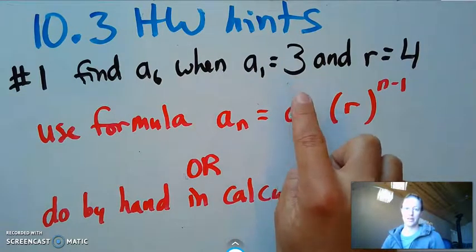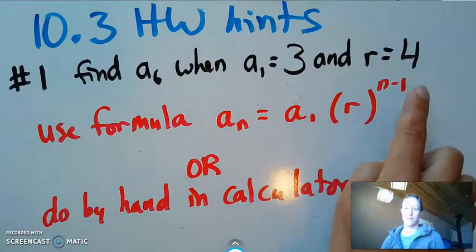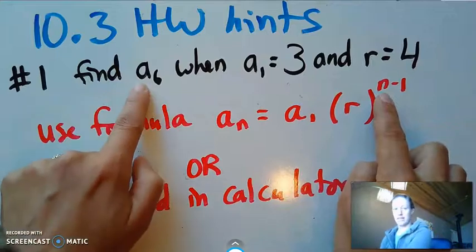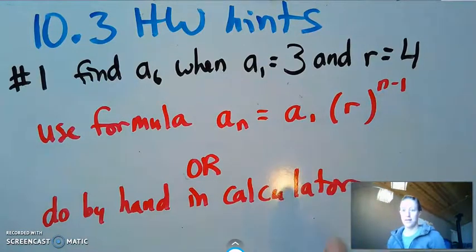So you could plug in the 3 for a sub 1 and the 4 for r, and then the n that we're interested in is 6, and so 6 minus 1 is 5, type it in.